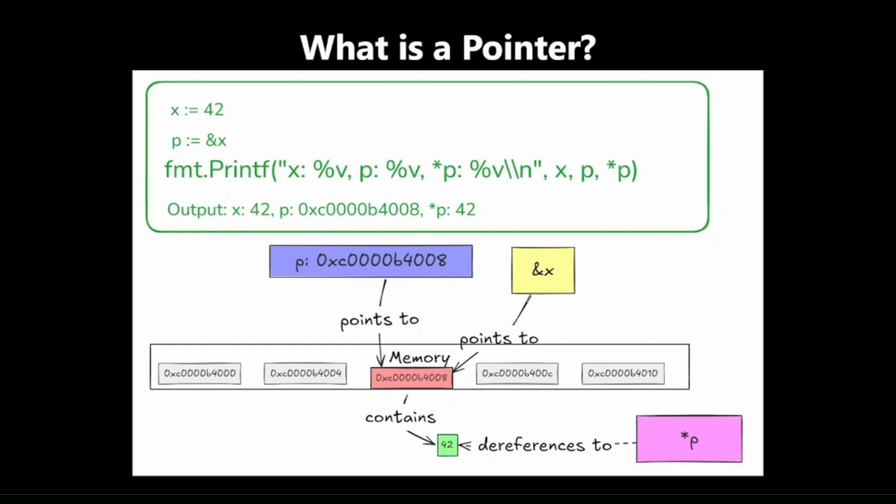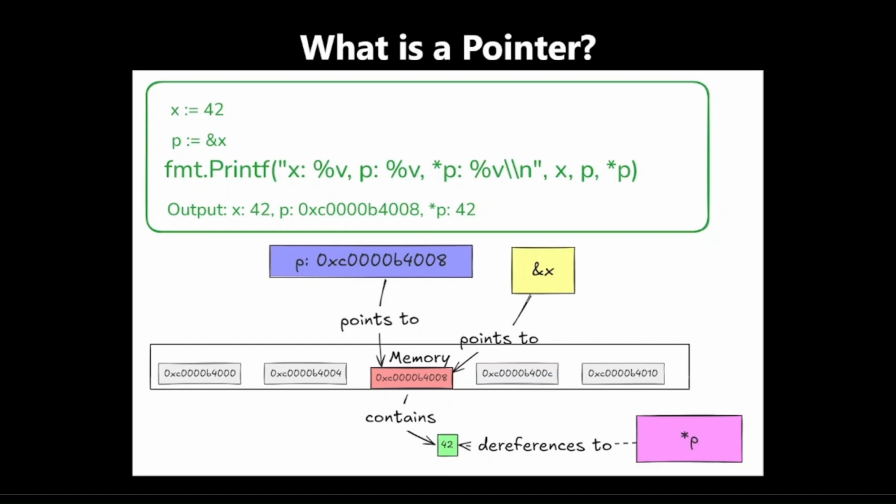On the right, we have a yellow box with an x. In Go, the & operator gives us the memory address of a variable. So, &x is pointing to the same memory address as our pointer, p.